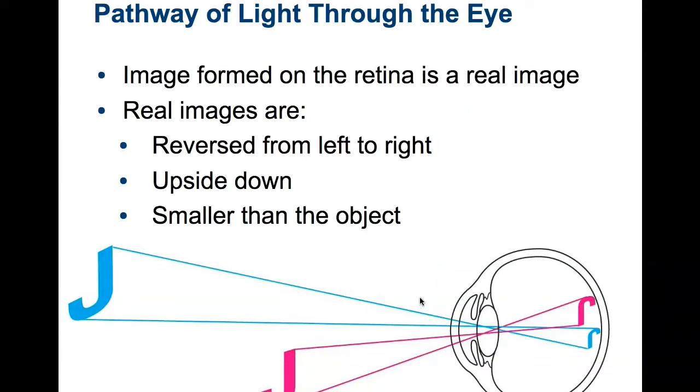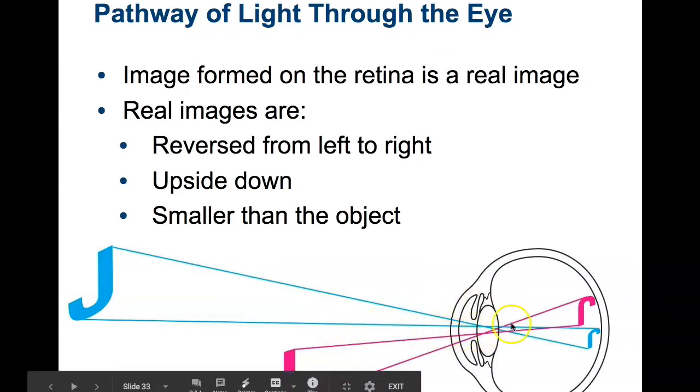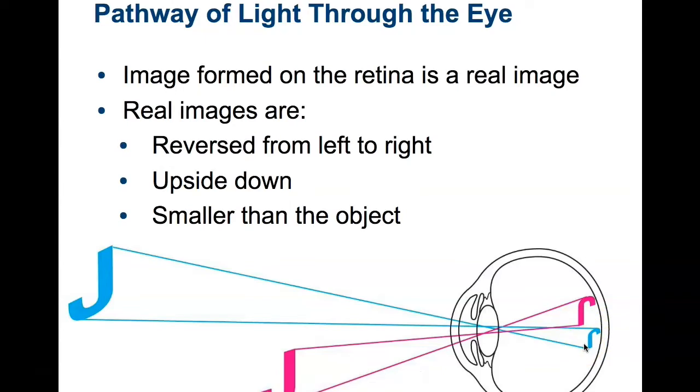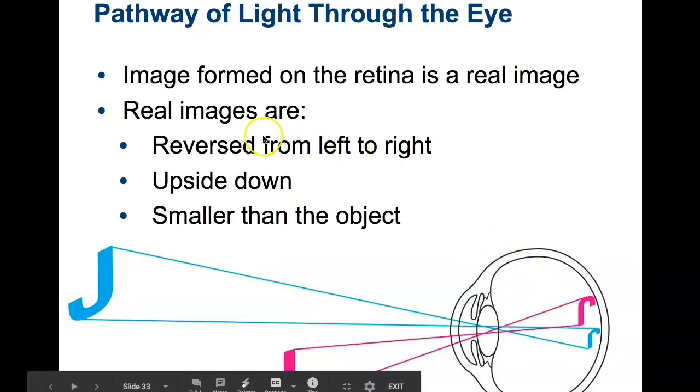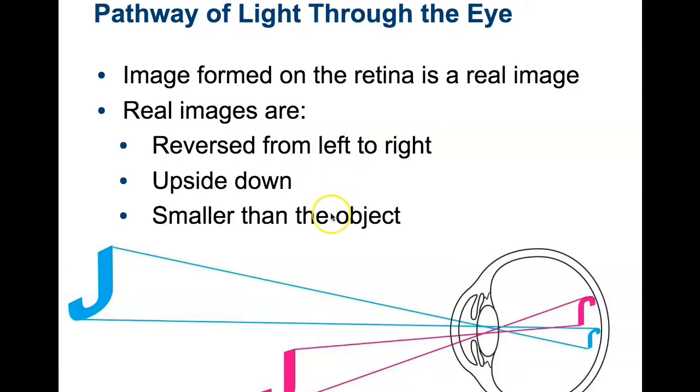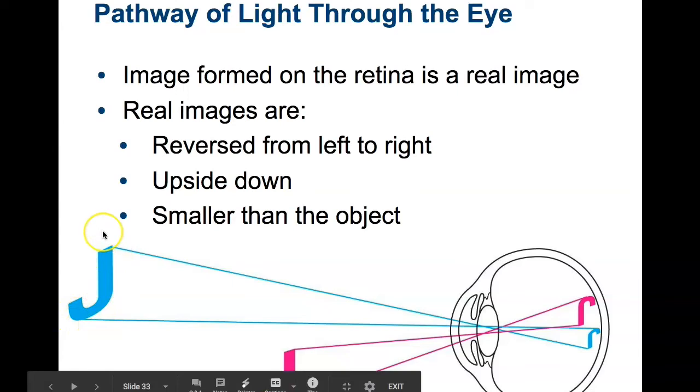All right, so again, what's going to be happening is as we start to focus on these things, yes, our eyes do see it upside down, because what we're producing on the back of our retina is what's known as a real image. All right, and this real image is going to be reversed from left to right. It's going to be upside down, and it's going to be smaller than the actual object. All right, in other words, you might be looking at, instead of a giant J, let's say you're looking at a tree.